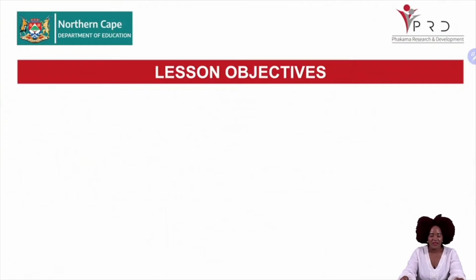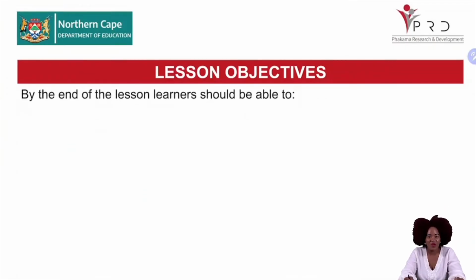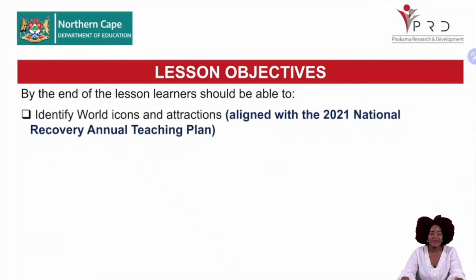Remember, grade 12 learners, we always start with our lesson objectives, meaning what it is that you need to achieve. For each and every lesson, you need to achieve something at the end of the day. So by the end of this lesson, you should be able to identify world icons and attractions aligned with the 2021 National Recovery Annual Teaching Plan.